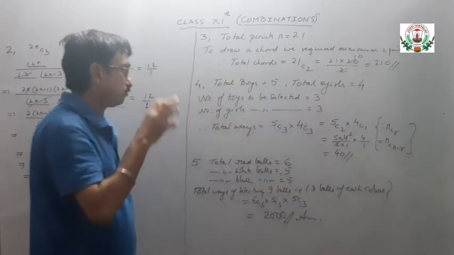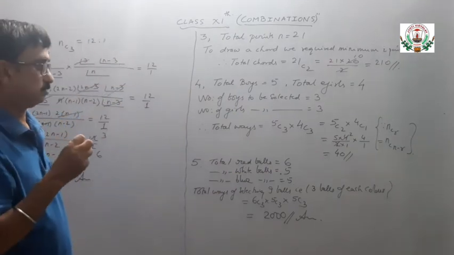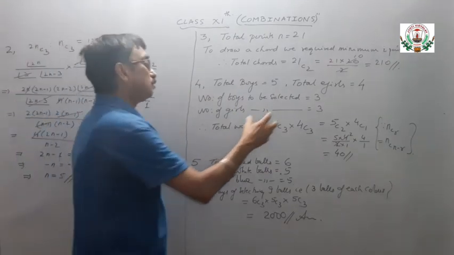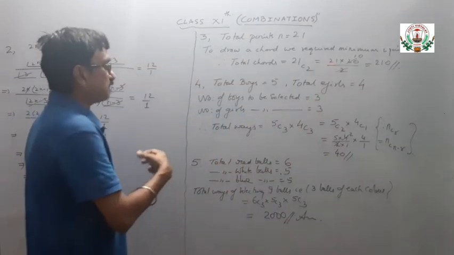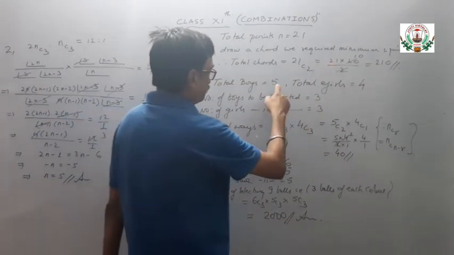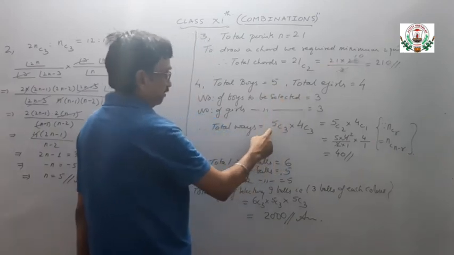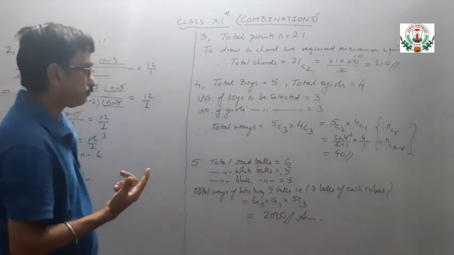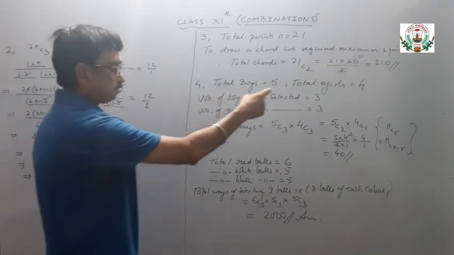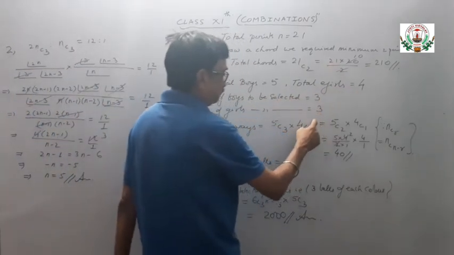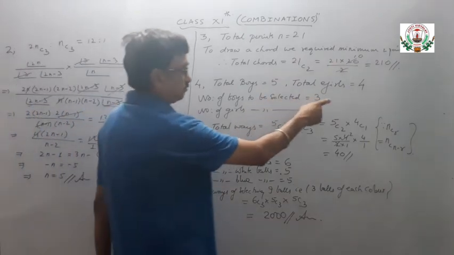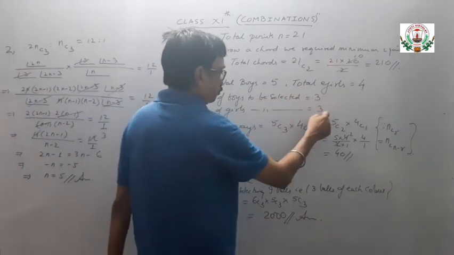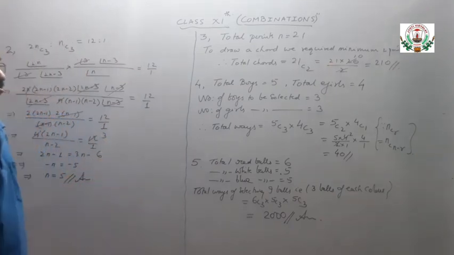Out of these 5 boys, we have to select 3, a group of 3, and from the 4 girls, a group of 3. So the number of ways of selecting 3 boys from 5 boys will be 5C3, and the number of ways of selecting 3 girls out of these 4 girls will be 4C3. So the first work is done by 5C3 ways and the second work is done by 4C3 ways. So the total number of ways will become 5C3 into 4C3.